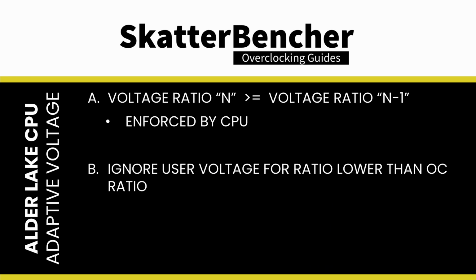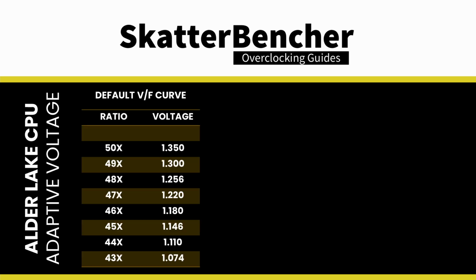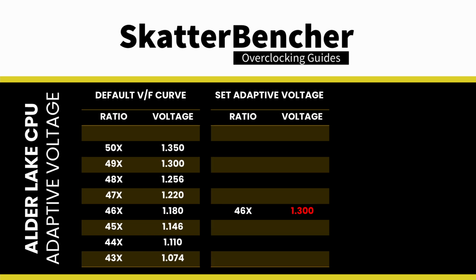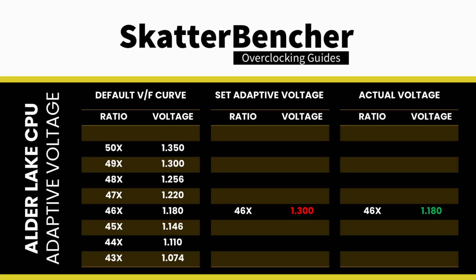B. The adaptive voltage configured for any ratio below the OC ratio will be ignored. Take the same example of the 12700K, which is specified to run 46x at 1.18 volt. If you try to configure all cores to 46x, use adaptive voltage mode, and set 1.3 volt, the CPU will ignore this because it has its own factory fused target voltage for all ratios up to 50x and will use this voltage. You can only change the voltage of the OC ratio, which, as mentioned before, on the 12700K is 51x and up.